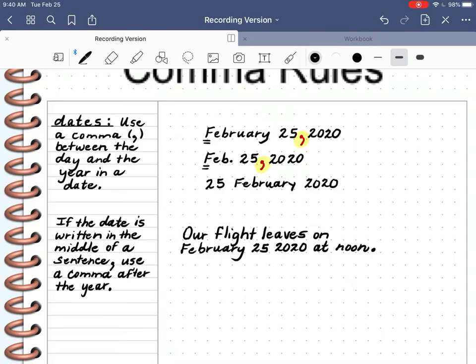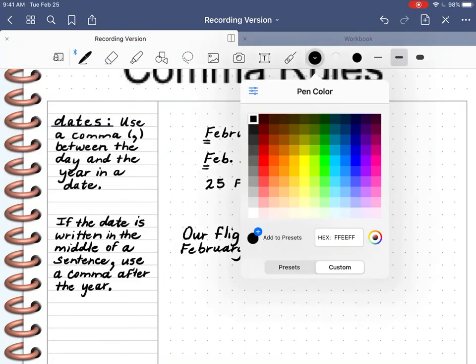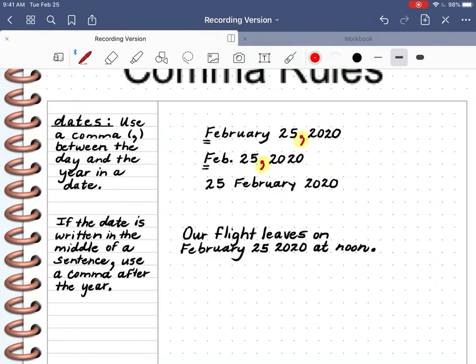So you see that I have the same date, it's just in the middle of a sentence. So the rule about day and year is still going to apply. We still need the comma in there. But because this is in the middle of the sentence, we also need a comma after the year. So if your date is coming in the middle of the sentence, you will need commas in two places. And I'll show you another example.